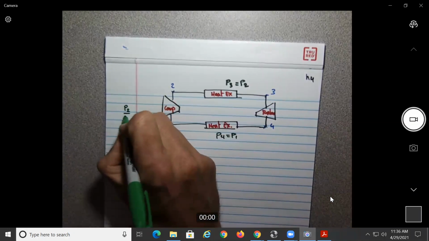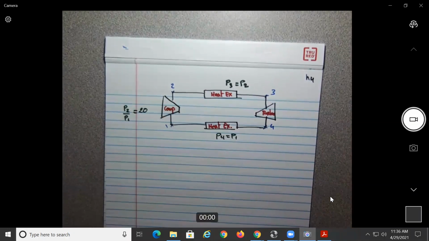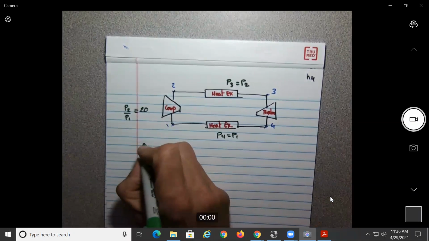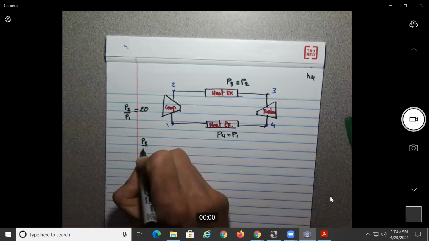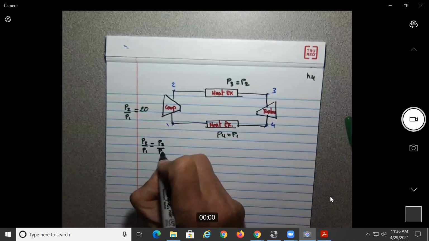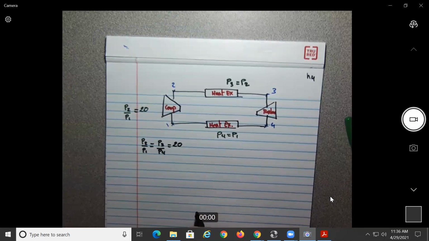P2 over P1 in this part was equal to 20, okay? So from here, what can we have? That means that P2 over P1 equal to P3 over P4 equal to 20.